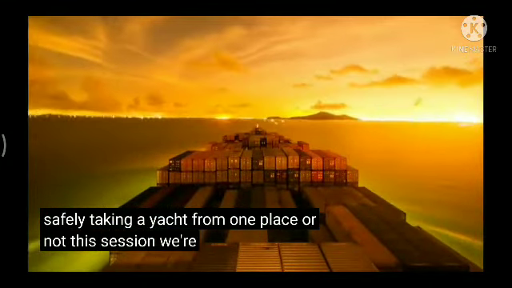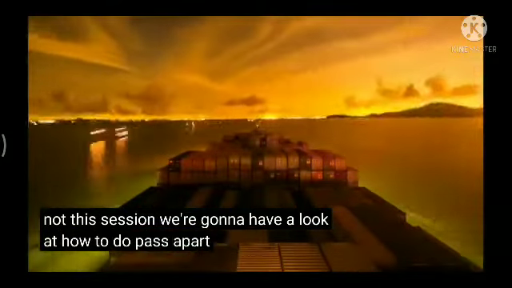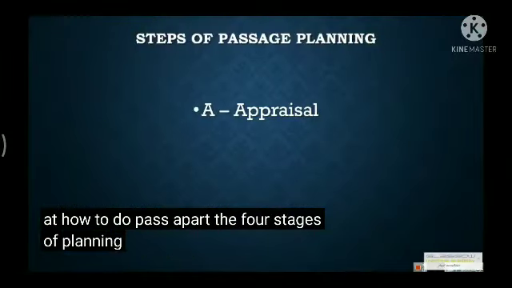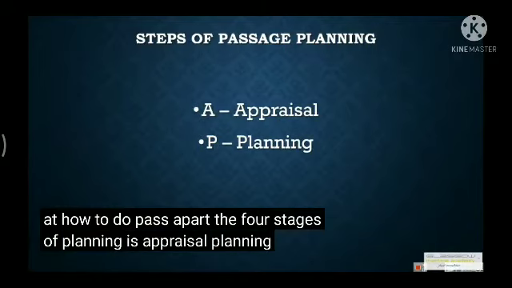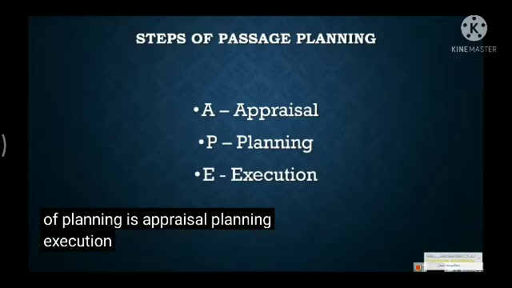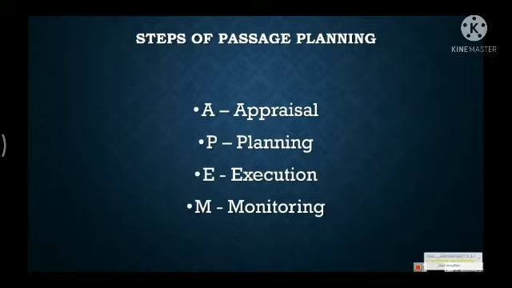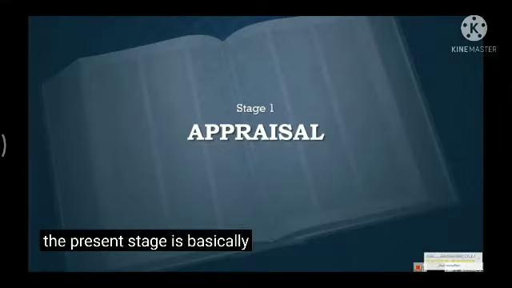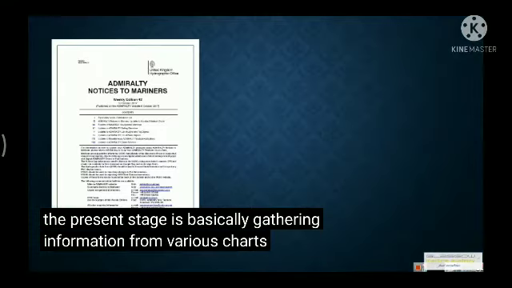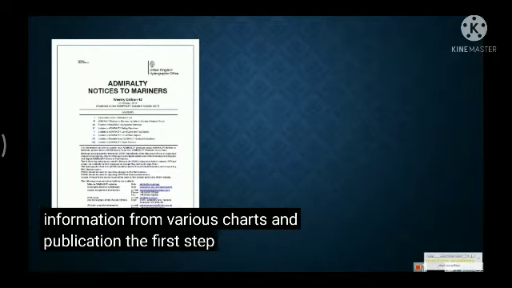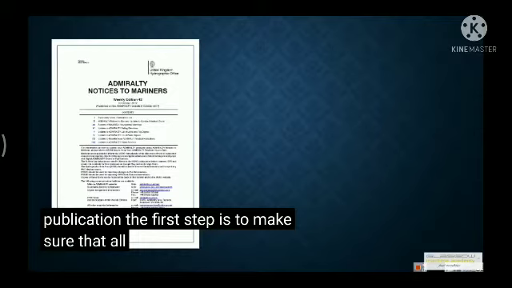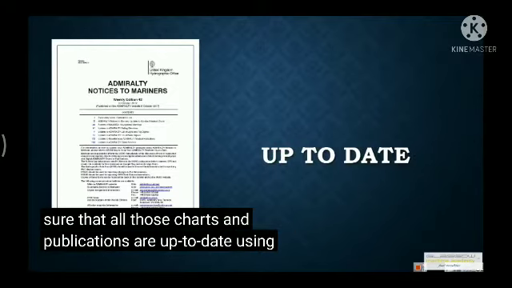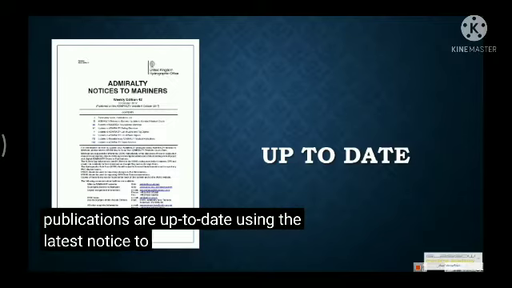In this session, we're going to have a look at how to do passage planning. The four stages of passage planning are appraisal, planning, execution, and monitoring. The appraisal stage is basically gathering information from various charts and publications. But the first step is to make sure that all those charts and publications are up to date using the latest Notice to Mariners.